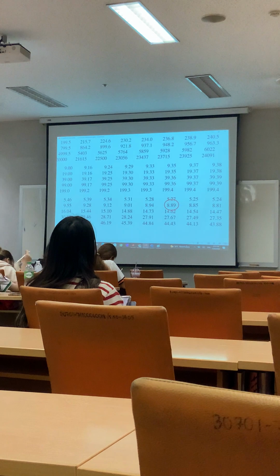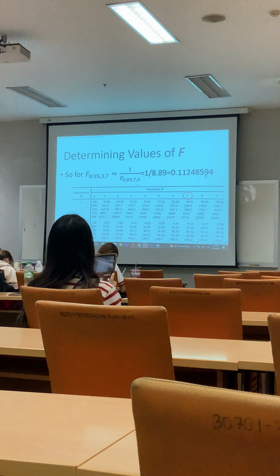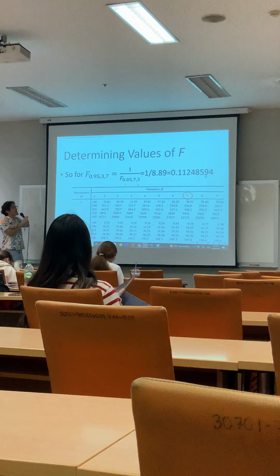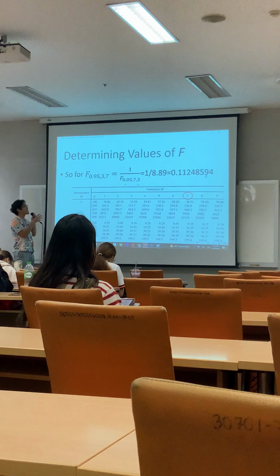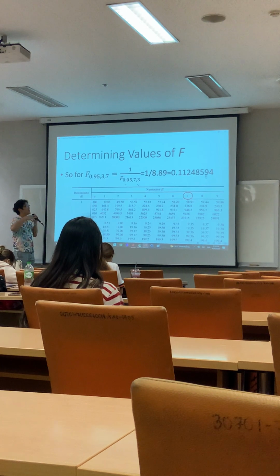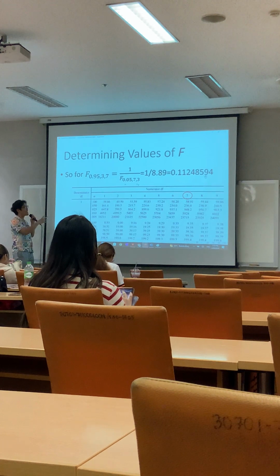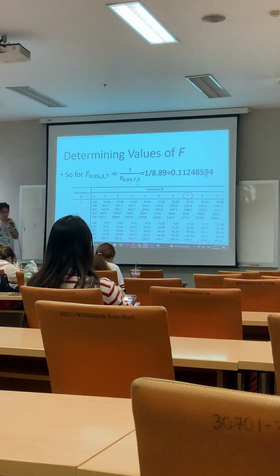Okay? So what you have to do is take 8.89 and plug it into this formula, so it's going to be 1 over 8.89, and you get 0.11248594. So we can use this formula to find an F statistic or F value when the area is not 5 or 2.5%, but something like 95, 90 or 97.5%.